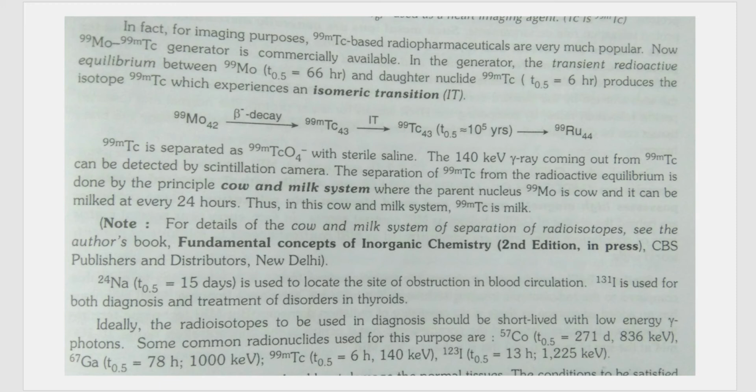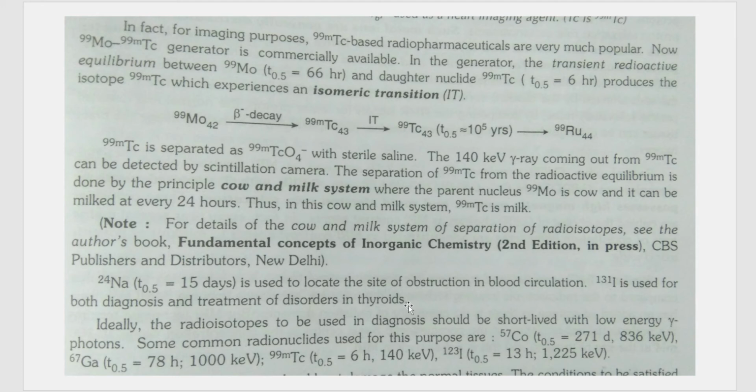isotopes of sodium can be used to detect the site of obstructions of blood circulation. So if there is any blockage in the blood circulation, then that can be detected by a sodium-containing radioisotope. And iodine radioisotope can be used for diagnosis and treatment of the thyroid. So in this topic, you need to know what type of isotope is required for what type of application, curing what type of disease or what type of diagnosis.